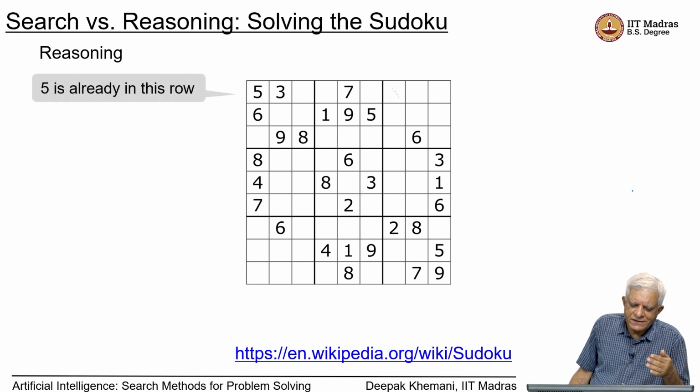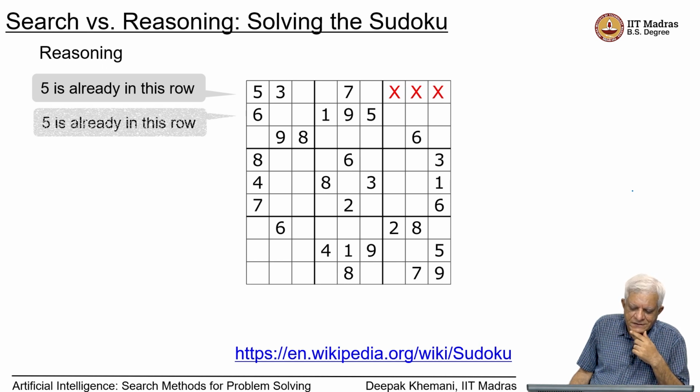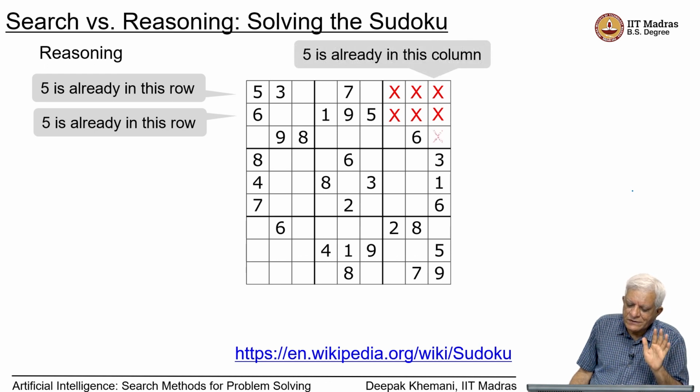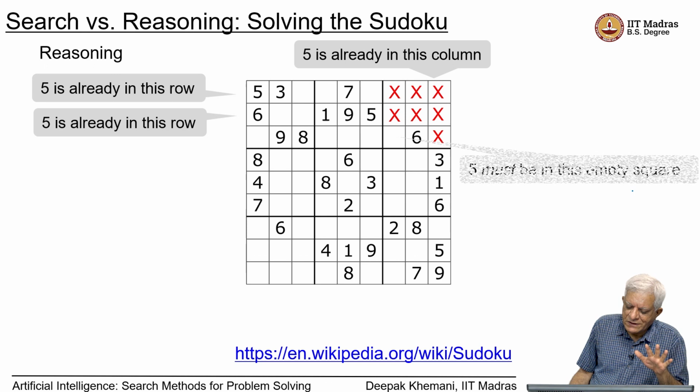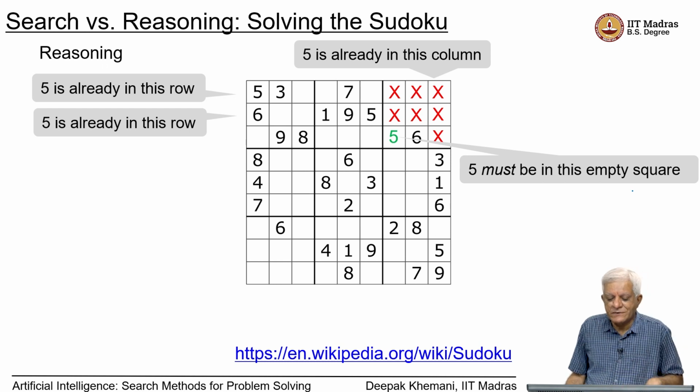So, we might say that I can see 5 already in the first row. So, it cannot be in the last sub square on the top. It is also in the second row. So, it cannot be in the second row also. So, all those red crosses say that 5 cannot be here, because the rule says that in every row it can occur only once, likewise in every column, and at the end of it we are left only with one place for 5, and therefore, we can just directly write that part of the solution there.